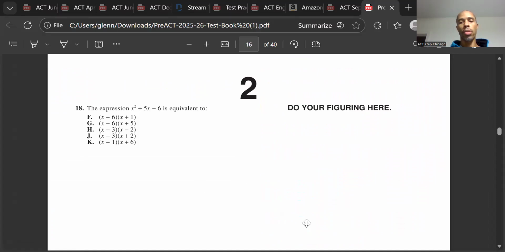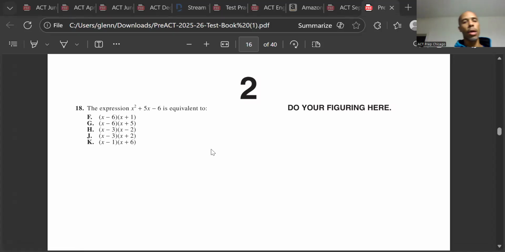So hopefully you can see our screen. Oops, stop sharing. Let's do it there. All right. So number 18, the expression x squared plus 5x minus 6 is equivalent to... this is factoring a quadratic. That's the name of the skill. I like to include the name of the skill just in case you want to do extra practice on it.